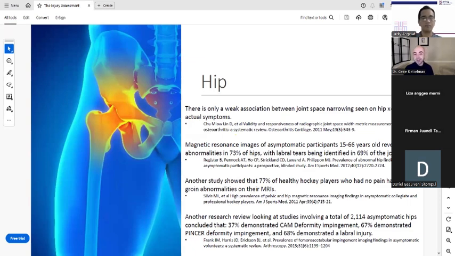Another study showed that 77% of healthy hockey players who had no pain had hip and groin abnormalities on their MRIs. And another study looking at a large amount of studies involving a total of 2,114 asymptomatic hips, so again, that many people without any hip pain, concluded that 37% demonstrated cam deformity impingement, 67% demonstrated pincer deformity impingement, and 68% demonstrated a labral injury.